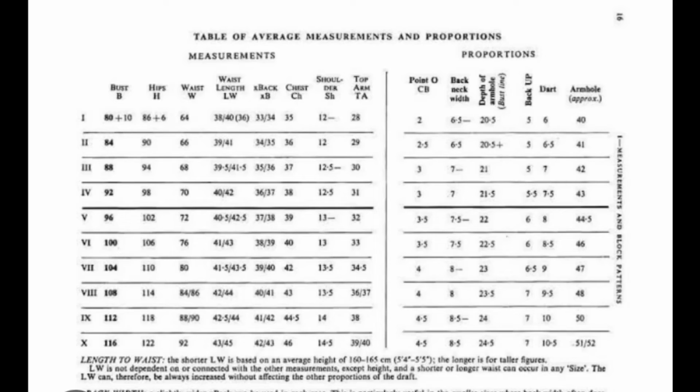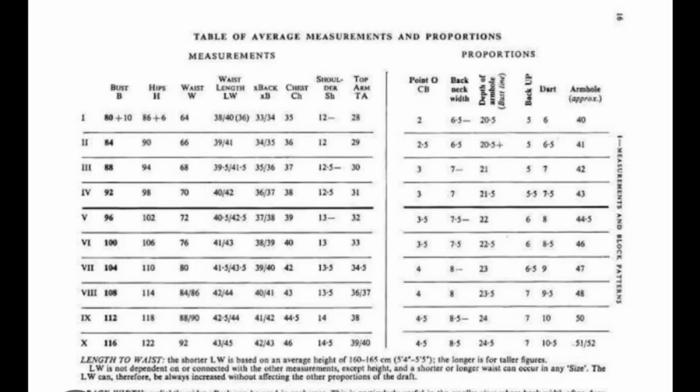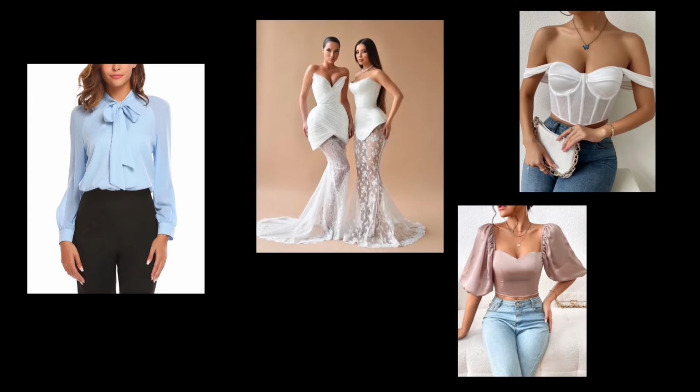Okay, guys, what we are currently seeing on the screen is our Natalie Bray's table. So please make sure you take a screenshot because this is a very important tool in pattern drafting. Now, the question is, how do we use this table? But don't worry, guys, I got you. This table is mainly for garment constructions like blouses, corsets, bustiers, and gowns.